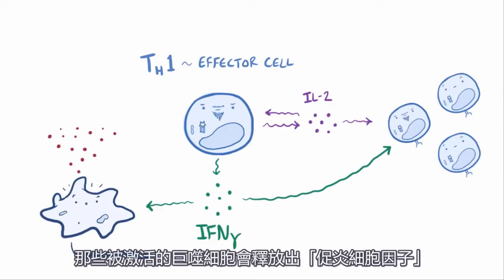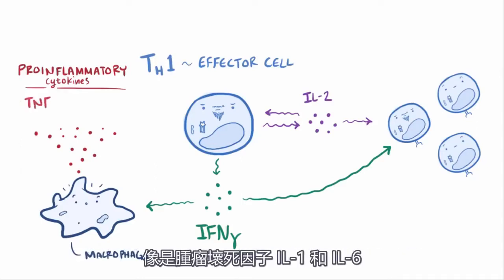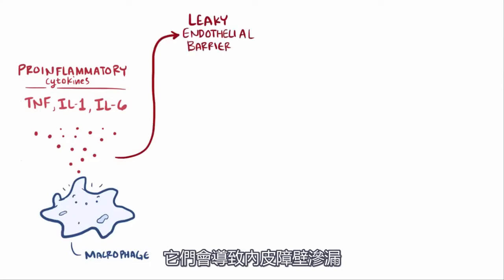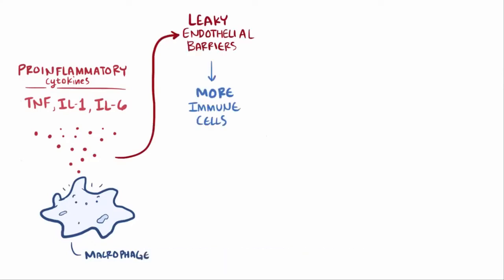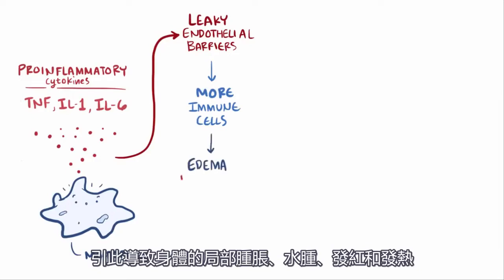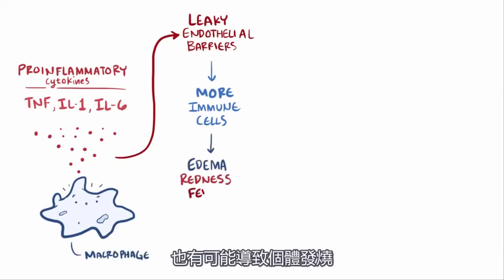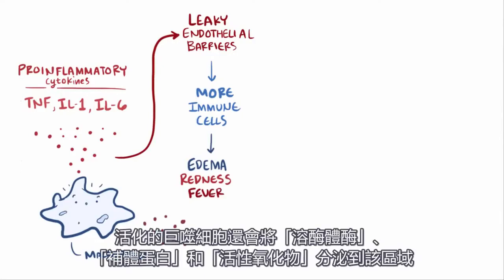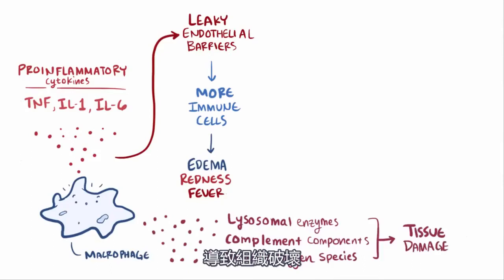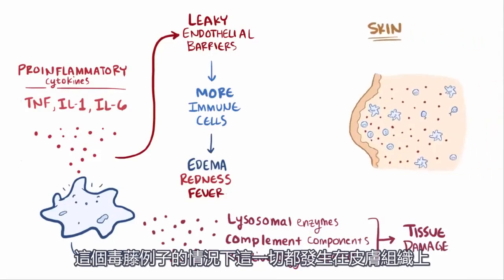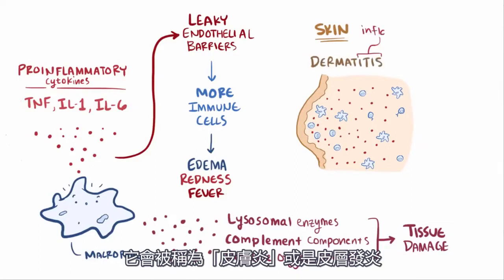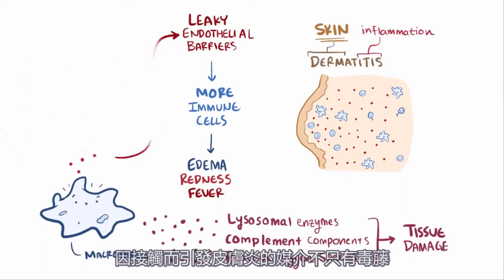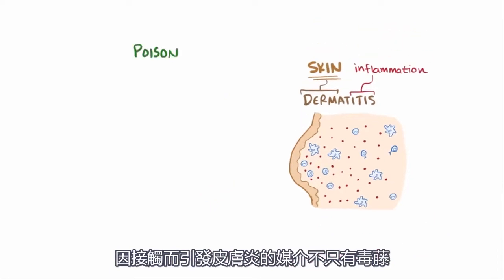Those activated macrophages release pro-inflammatory cytokines like tumor necrosis factor, interleukin-1, and interleukin-6, which causes leakiness in the endothelial barriers and allows more immune cells into the area, all of which leads to local swelling or edema, redness, and warmth, as well as systemic symptoms like a fever. Activated macrophages will also secrete lysosomal enzymes, complement components, and reactive oxygen species into the exposed area, which damage tissue. In the case of poison ivy, since this is all going on in the skin, it's called dermatitis, inflammation of the skin. This kind of contact dermatitis rash doesn't only happen from poison ivy, though.